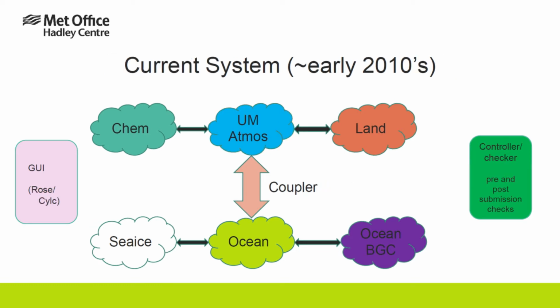And so our current system is really based on what we've developed since the early 2010s, which is a similar setup to what we've seen before, although the GUI and the submission system and the configuration system has changed from the old Tcl/Tk system to use a Rose and Cylc based system. We have on the right-hand side developed more comprehensive cross-checking, pre and post submission checks, but they by no means cover all eventualities, and if the user doesn't know quite a lot about what they're trying to do, then things can go wrong.